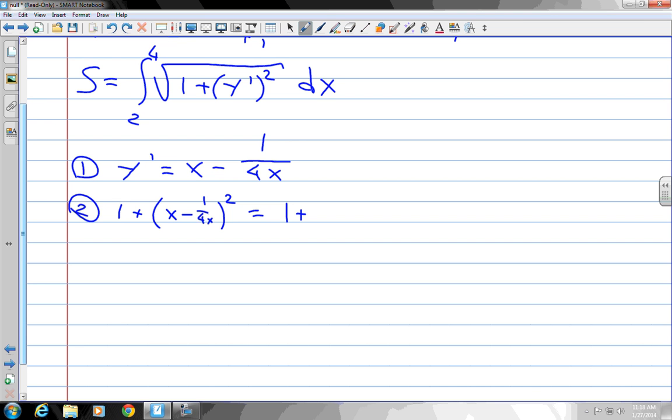But anyways, if I expand that, so what is it? It's x squared minus 1/2 plus 1/16 x squared. Is that okay? So if I combine like terms, negative 1/2 becomes positive 1/2, which means I can factor it back into the same thing, only with a plus. And that's kind of a good thing.